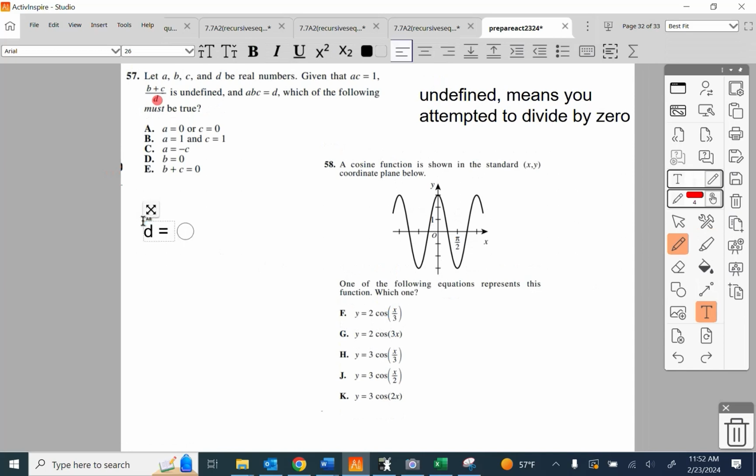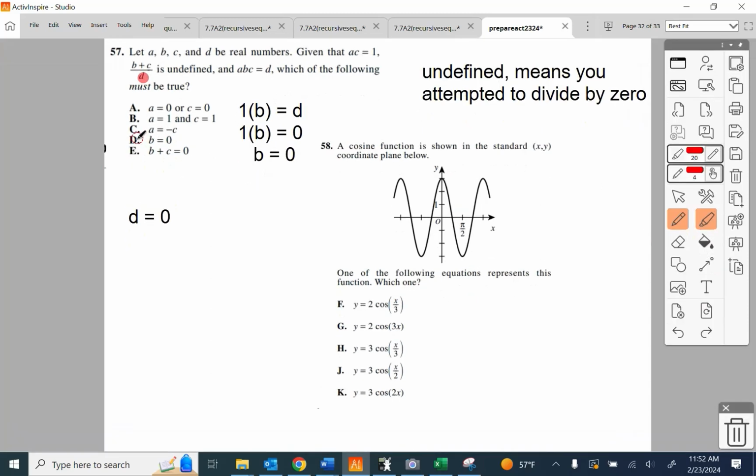So D is 0. I am told that A times B times C is D. And I know that A times C is 1. So I'm going to replace A and C with 1, which means that 1 times B equals D. And I know that D is 0, so B is also 0. It's a true statement. The correct answer is choice D. B is 0.